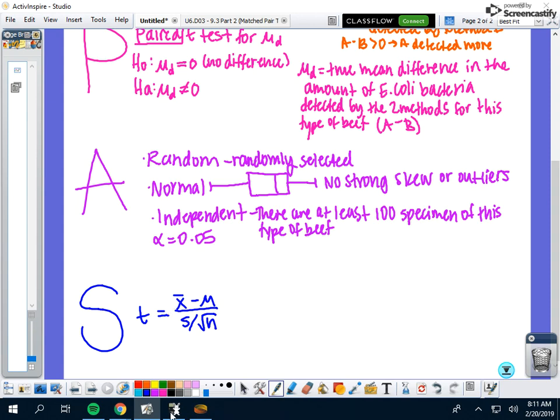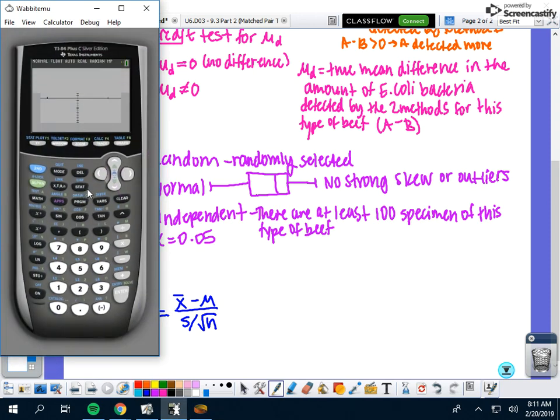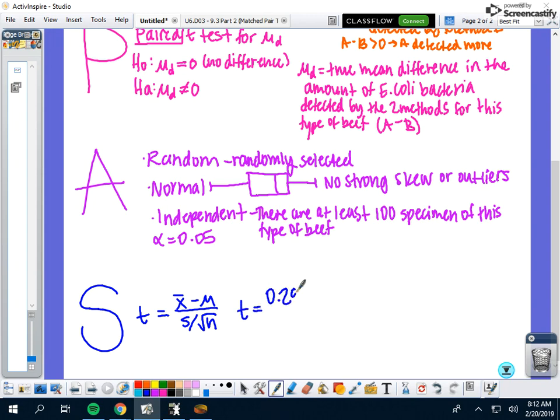Okay, so to get the x bar, we're going to go to stat, calc, enter, but I want the data for L3. I do not care about L1 and L2 individually. I only care about the differences. So my x bar is 0.29. My s is 0.6297. So I'm going to write t equals 0.29. My mu is 0 from my null hypothesis. Then I have the 0.6297 over the square root of 10. So I can write that down here.